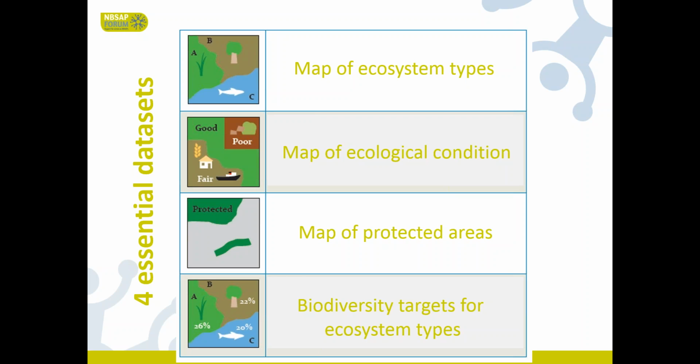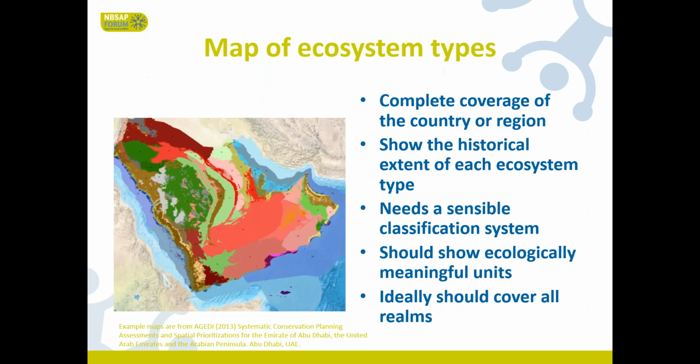At its barest, what we're doing is using 4 essential data sets to build up these assessments and then some spatial prioritization, and I'll go through that quickly now. So the 4 essential data sets that we're looking at are a map of ecosystem types, a map of ecological condition, a map of protected areas, and then the 4th input is the set of targets. And we'll look at each of those in turn. John, if you can go on to the next slide.